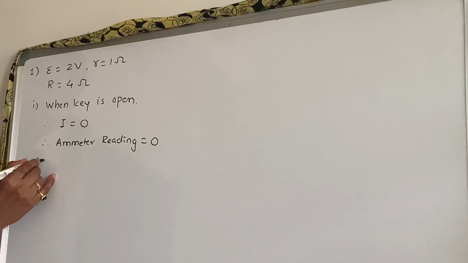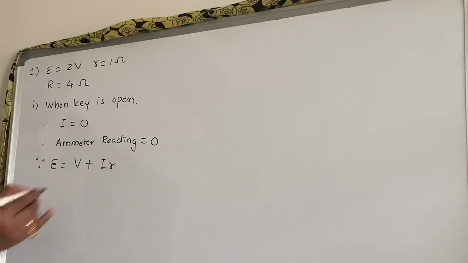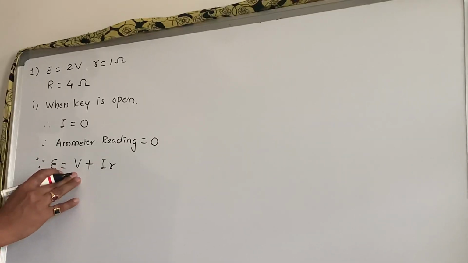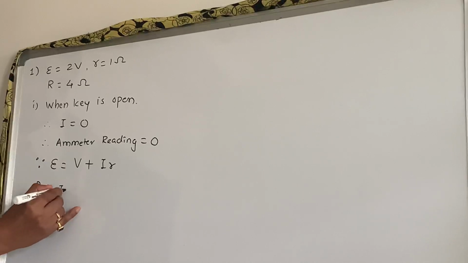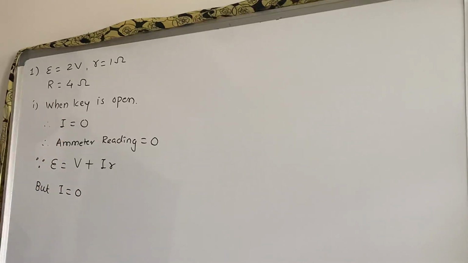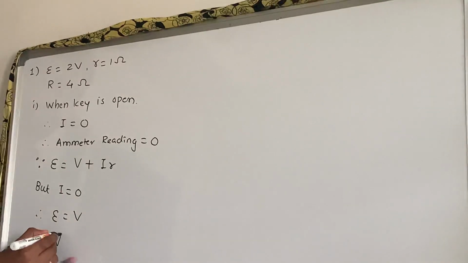Now since EMF is nothing but V plus Ir. This is EMF, this is terminal voltage, current and internal resistance. But in such a case your I is equal to 0 because the key is open. So I can write, therefore, E is equal to V. So V is equal to EMF, that is equal to 2 volt. Therefore my voltmeter reading is equal to 2 volt when the key is open.